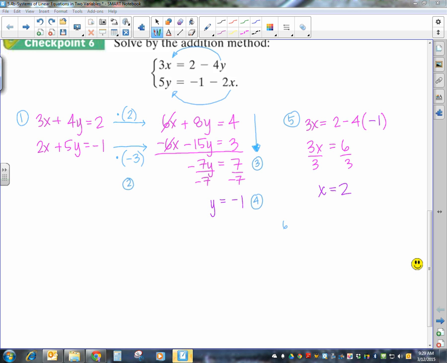So on to step 6. Step 6 says that we check. And remember, we already used the first equation, so I'm going to use the second one. And that says 5 times a variable equals negative 1 minus 2 times a variable. So it was 5 times y, and y is negative 1, and it was 2 times x, and x is 2.